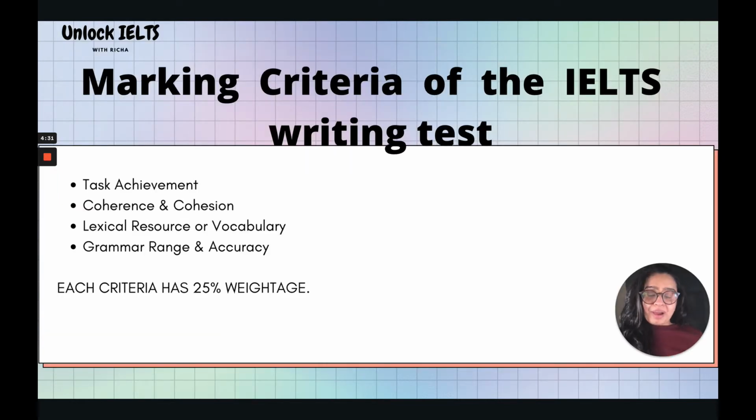And now comes the marking criteria of the IELTS writing test. There are 4 parameters which you need to fulfill in order to score the desired band. And these parameters are task achievement, coherence and cohesion, lexical resource or vocabulary, and grammatical range and accuracy. As each parameter is equally weighted, you can't ignore one for the other. In order to understand these criteria in detail, you can refer to the link mentioned in the description of this video.